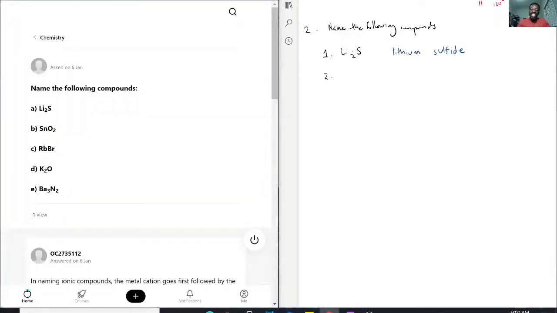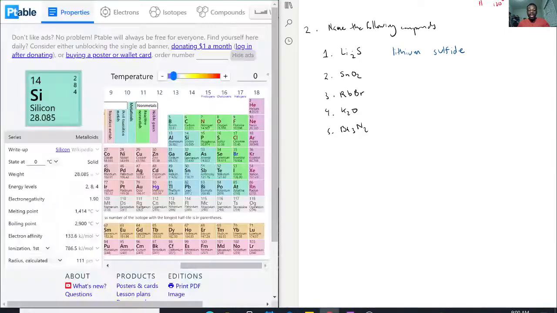We now have SnO2. I'll just list out all of them right now. K2O. Number 5 is Ba3N2. So SnO2. Same thing here. We gotta figure out if it's an ionic compound, because it does change the naming rules a little bit. Just like how with lithium sulfide, we didn't specify how many lithium we have. You don't typically or even ever see that for ionic compounds. We just say what they are.